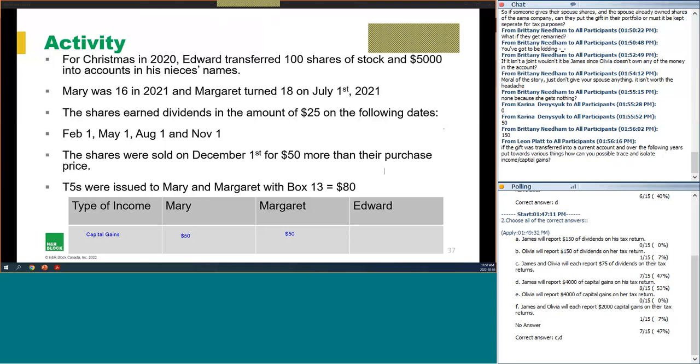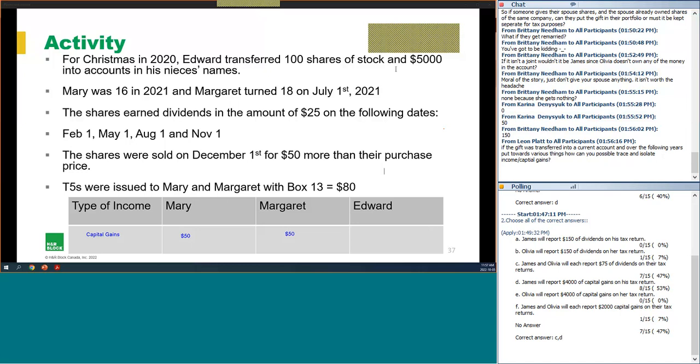And the T5s, I'm going to skip that one for now. I will tell you for the T5s, all of the interest from Mary belongs to Edward. Roughly half of it, because of her birth date, is going to be Margaret's, and the remainder will be Edward's.